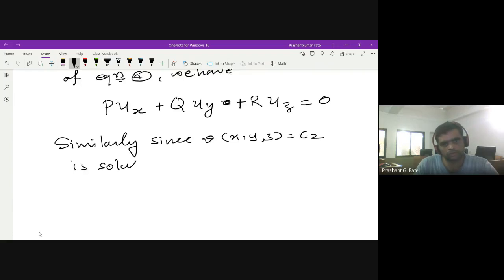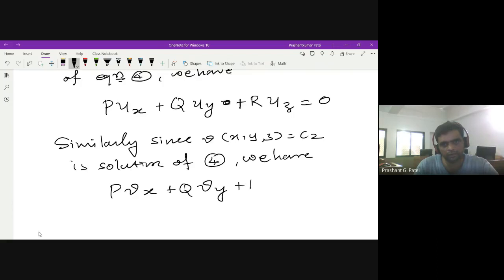Is the solution of 4. We have P into Vx plus Q into Vy plus R into Vz equal to 0. Now we have two linear equations. Let's say this is equation 5 and this is 6. These are the two linear equations in terms of P, Q, R.